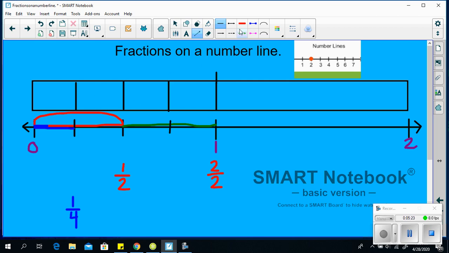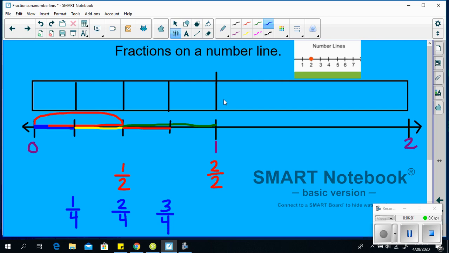okay? And then if I wanted to go further, oh, I need a new color, yellow. If I wanted to go further from the second tick mark to this one right here, I would be at 2/4, which is the same place as 1/2. So we're talking about the size pieces. The yellow piece is the same size as the blue line, and so on and so forth. So now I'm going to use this red line if I want to go from there to there. And now I've gotten to 3/4.